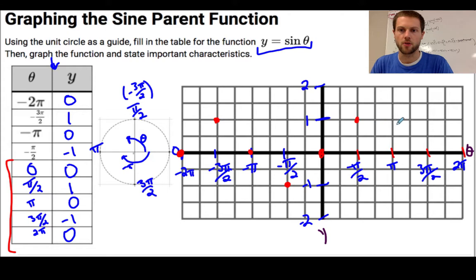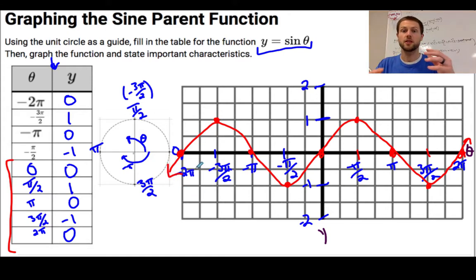And we have a little bit of a pattern. Then we go all the way up, then we hit the middle, then we go down, and then we go up. And so if we make a smooth curve to kind of connect this, it looks something like this. And I'm going to put some arrows on this because it does keep going on forever and ever. But this is the sine function. This is the parent function. This is y equals sine of theta.